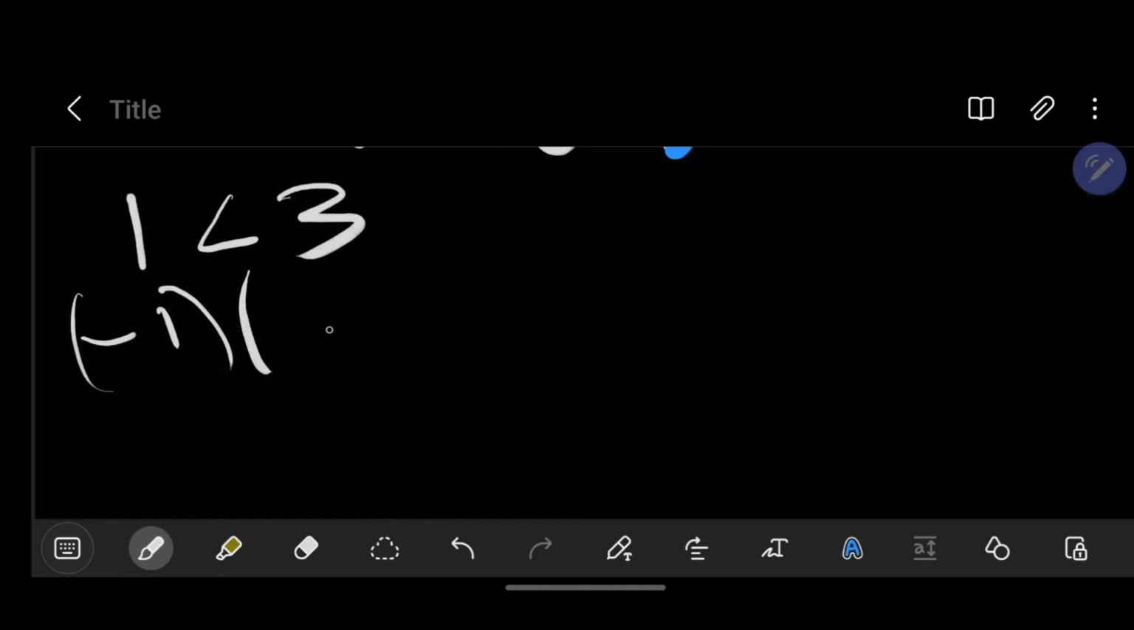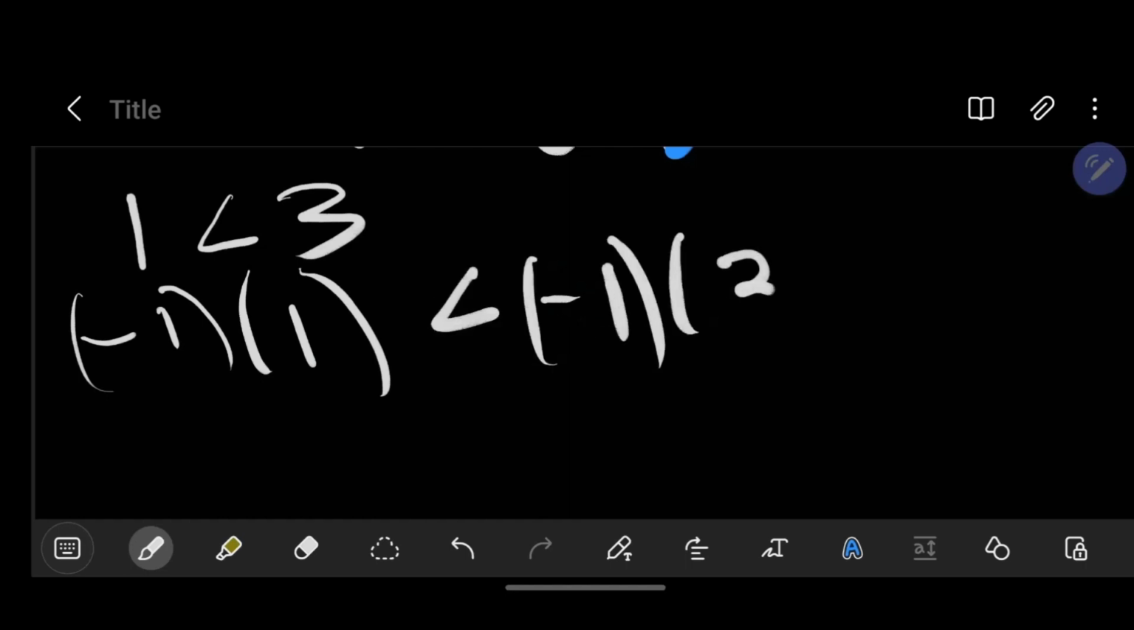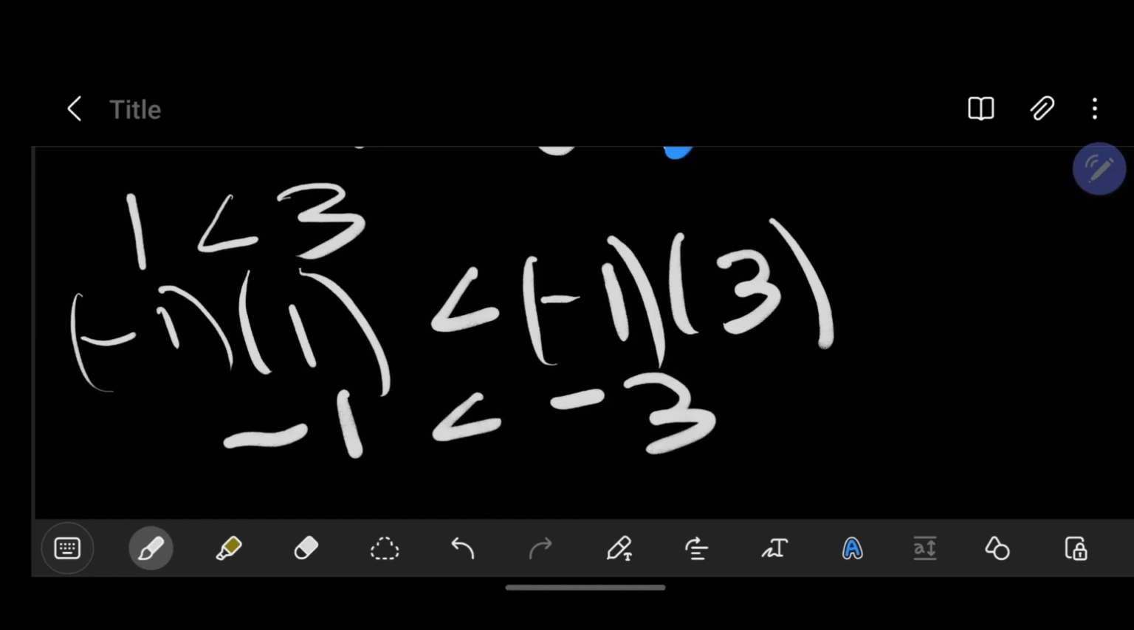So let's say we have 1 less than 3. Now let's say in this case we need to multiply by -1. So let's multiply both sides by -1. So we have -1 into 1 is less than -1 into 3. So we now have -1 is less than -3. Now is this true or not?